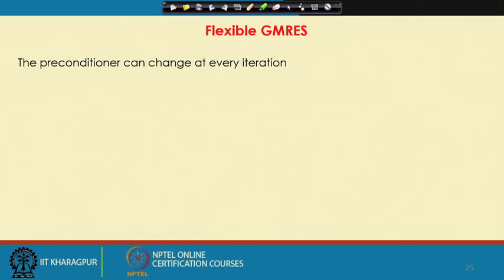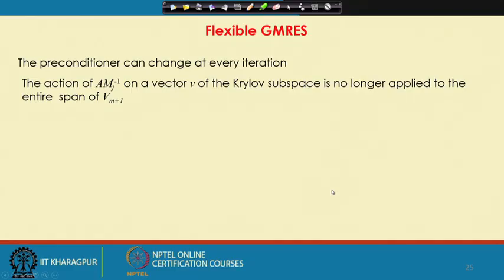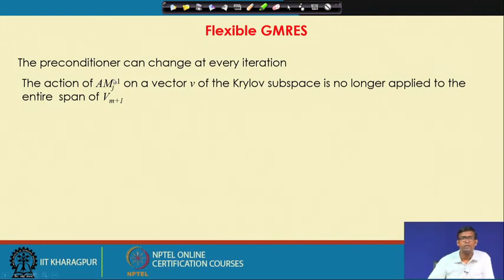There is another method called flexible preconditioner, where the preconditioner can change in every iteration. Instead of going with a fixed M, I can change M at different steps, so that the action of M j inverse on vector V j of the Krylov space is no longer applied to the entire span of V m plus 1, because M j inverse is calculated at one particular step of the iteration. So, in its application, it is not applied over the entire Krylov subspace of vectors.